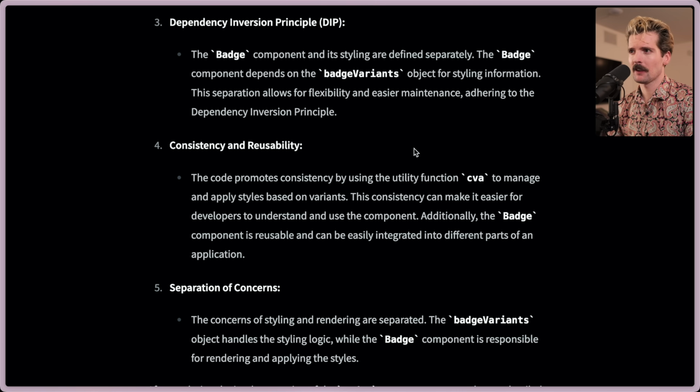Point 4 is the consistency and reusability. The code promotes consistency by using the utility function CVA to manage and apply styles based on variants. This consistency can make it easier for developers to understand and use the component. Additionally, the badge component is reusable and can be easily integrated into different parts of an application.